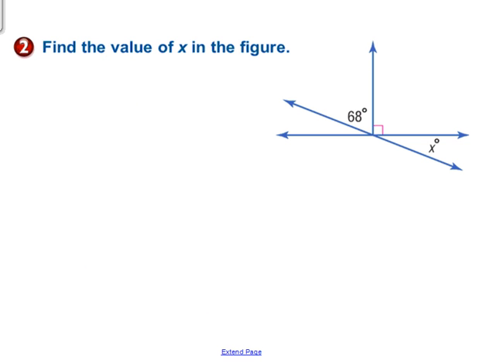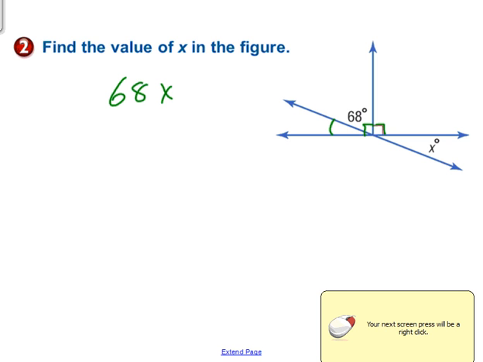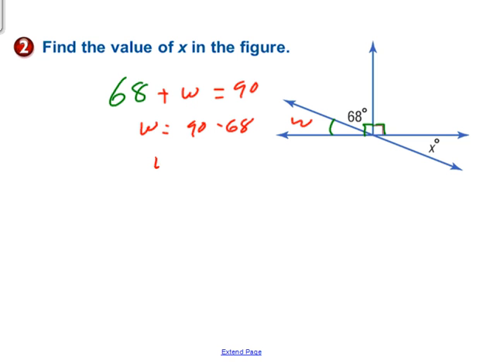Find the value of x in the figure. Well, I know that this is a right angle right here, so this must also be a right angle, which means that the value of this angle plus 68 would be 90. So I'm going to say 68 plus my missing angle, which we'll call W, is going to be equal to 90. And W then would be equal to 90 minus 68, or W is equal to 22 degrees. So that means that angle X is also equal to 22 degrees.